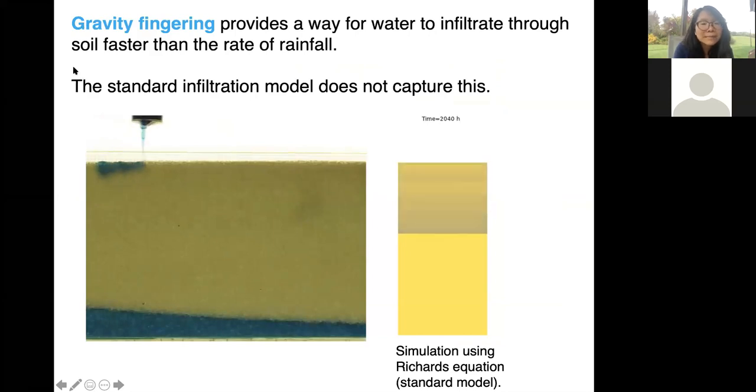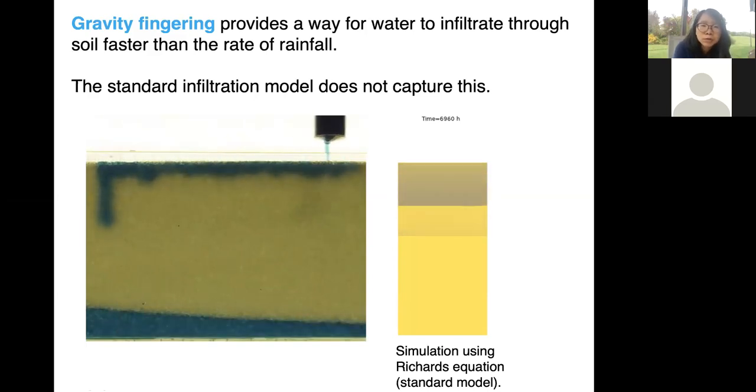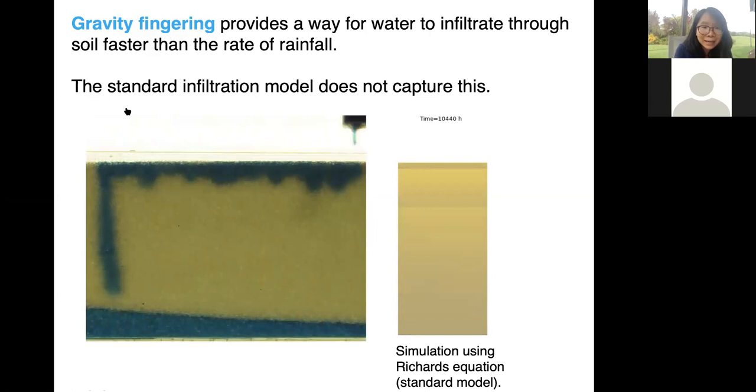But overall, the message here is that gravity fingering, which we see in these experiments, clearly provides a very efficient way for water to infiltrate through dry soil. And that rate can locally be faster than the rate of rainfall. And the standard infiltration model, which is shown on the right, does not capture this process.